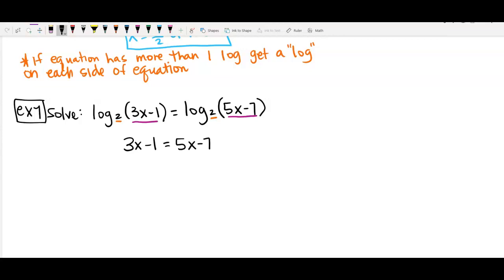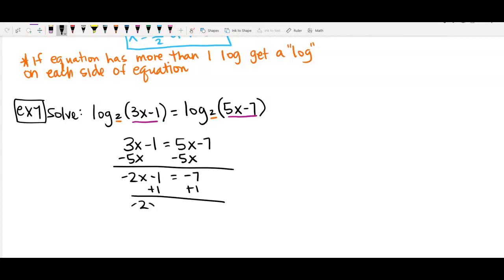Okay, so let's say we're the same. And then we'll just solve it like we have. All right, let's subtract that 5x over. Add the 1 over. And then I'll divide by negative 2. So I get x equals 3 on this.